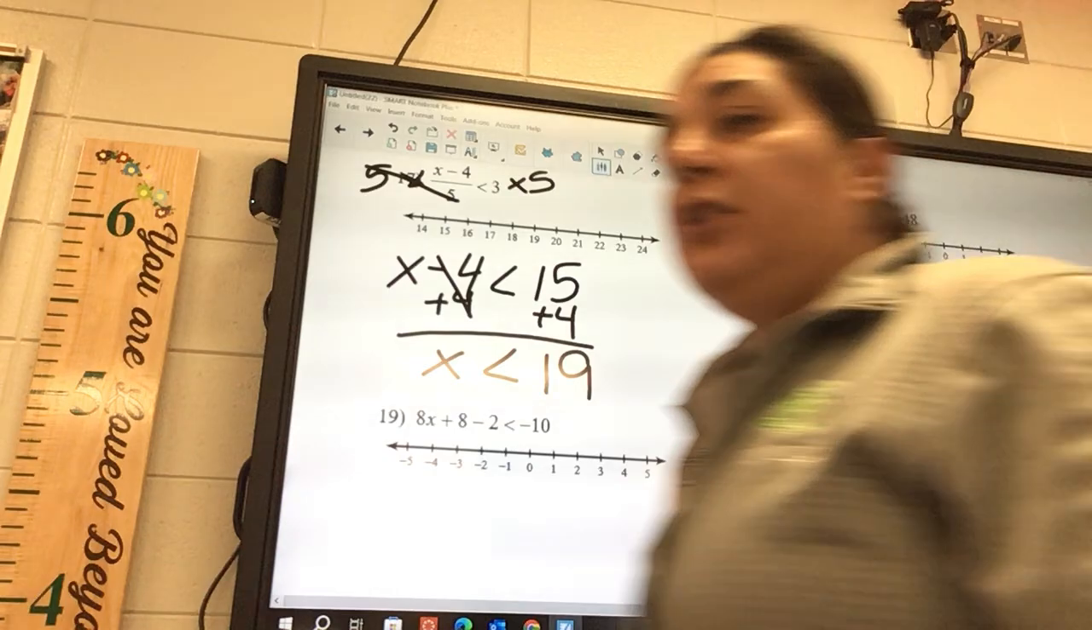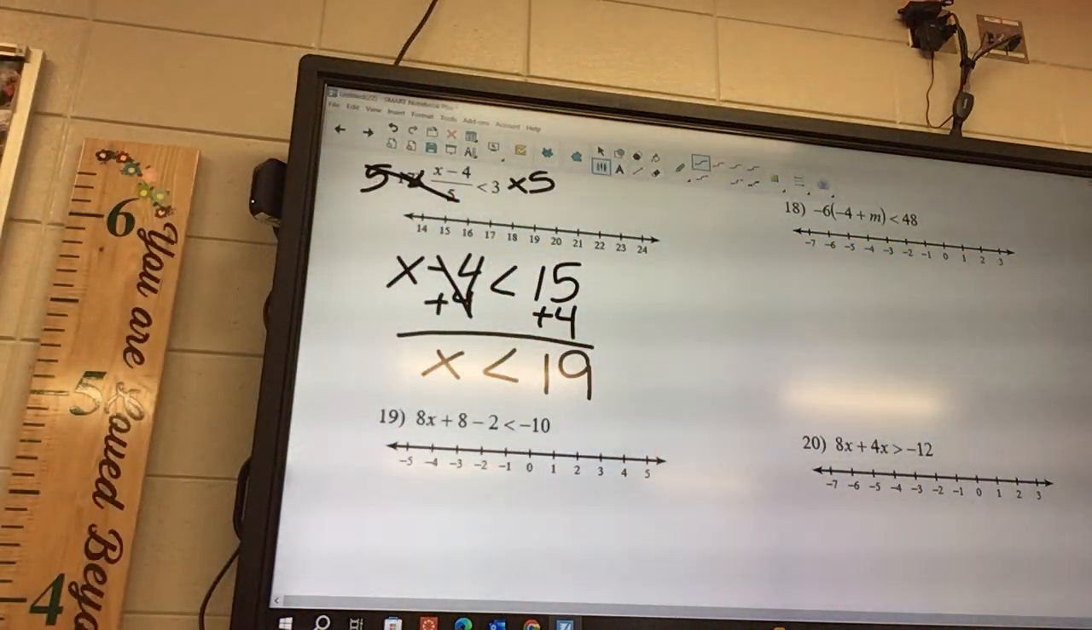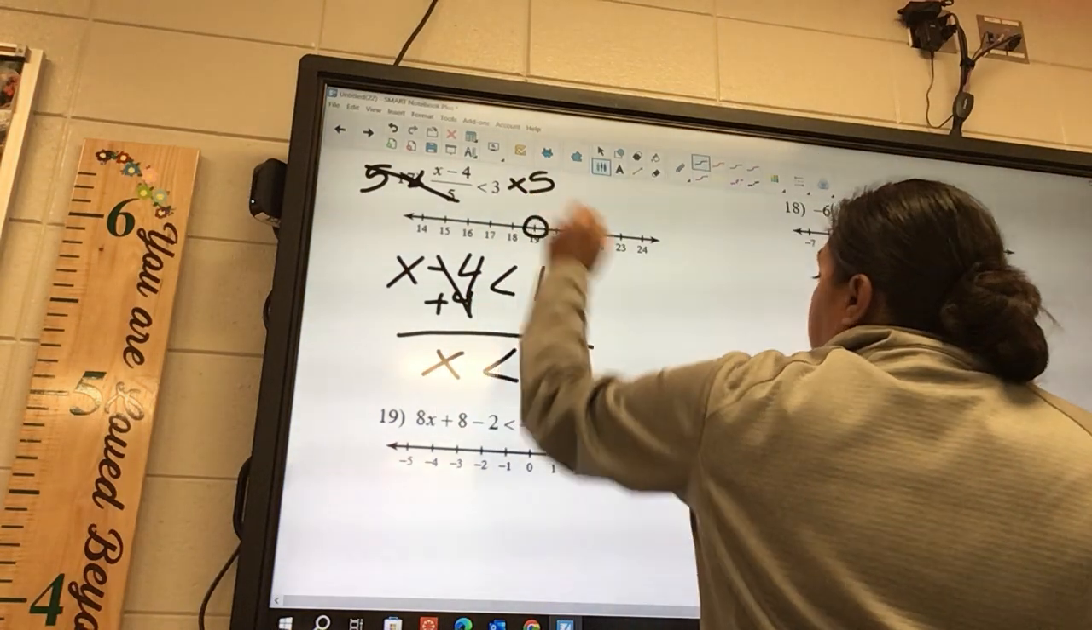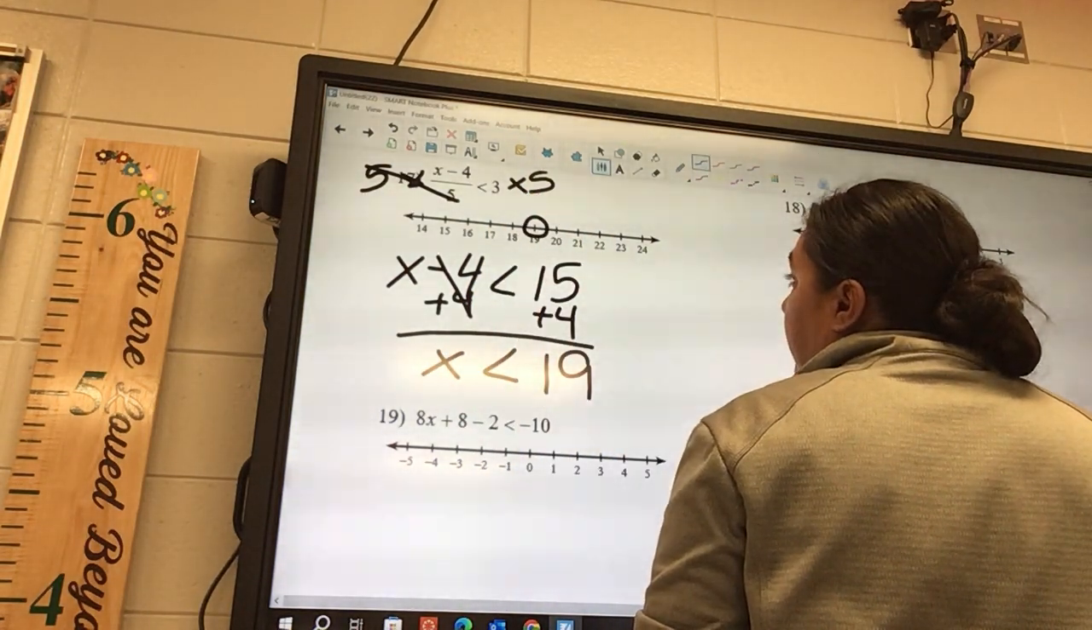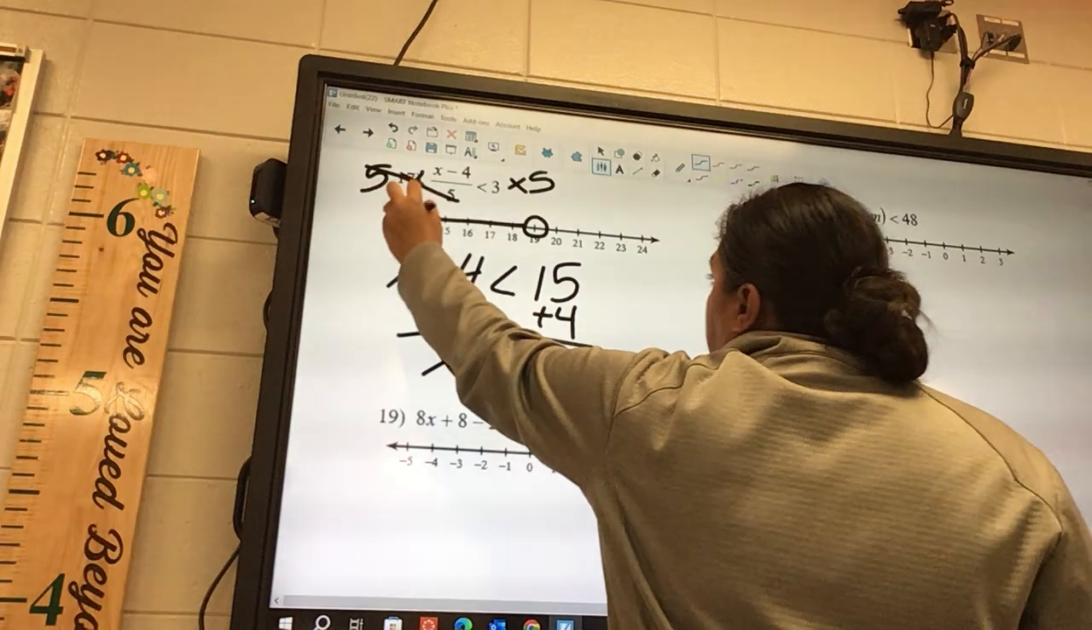Okay, on the 19, should that be open or closed? Open, going which way? It says x is smaller than. To the left.